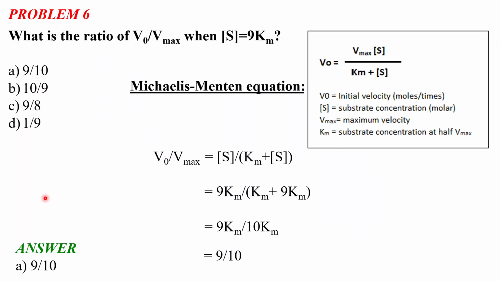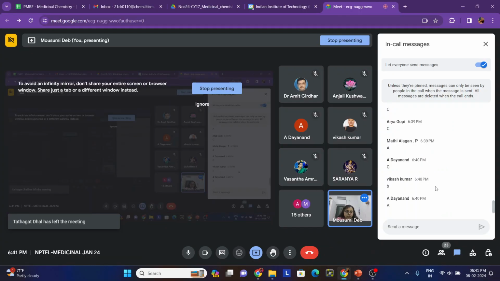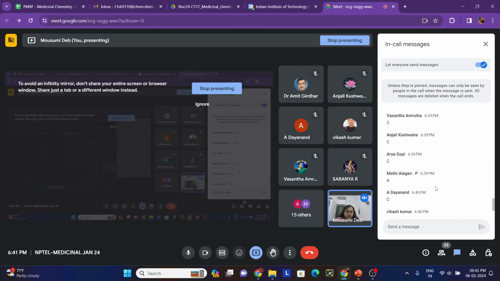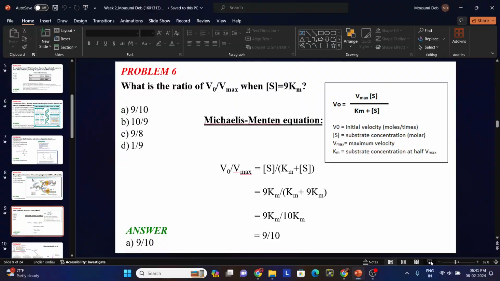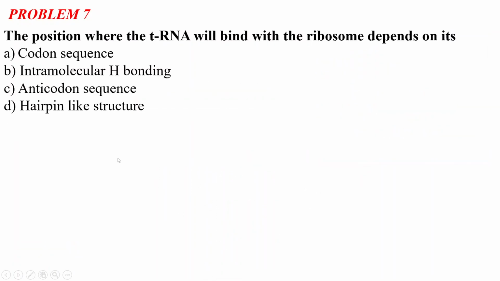Now, let me check the chat box. Okay, so I have a few answers. Anticodon sequence: number C, number C, number A, number B. Again I have multiple answers, number A, number B, number C. I have three different answers for this question. Okay, let us discuss and see which answer is the correct one.